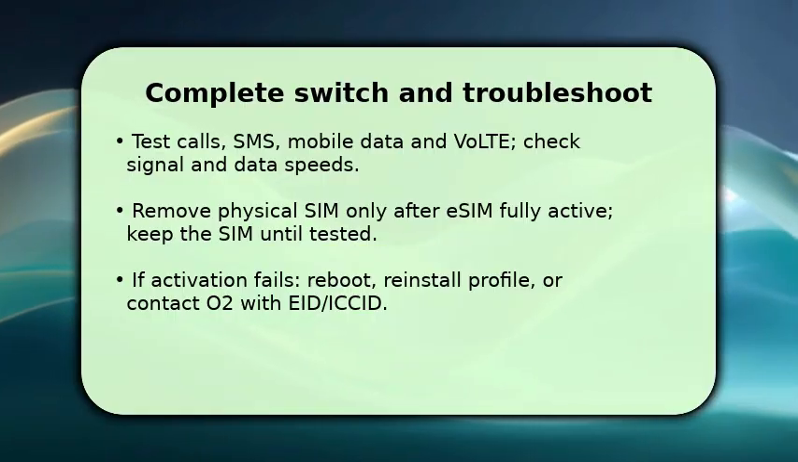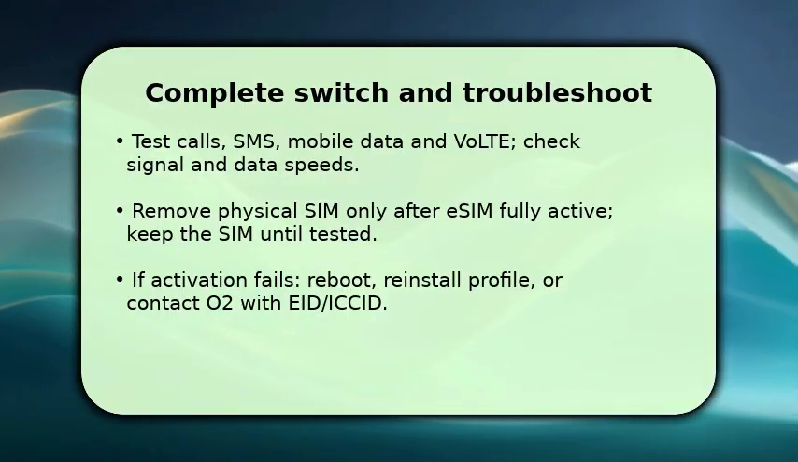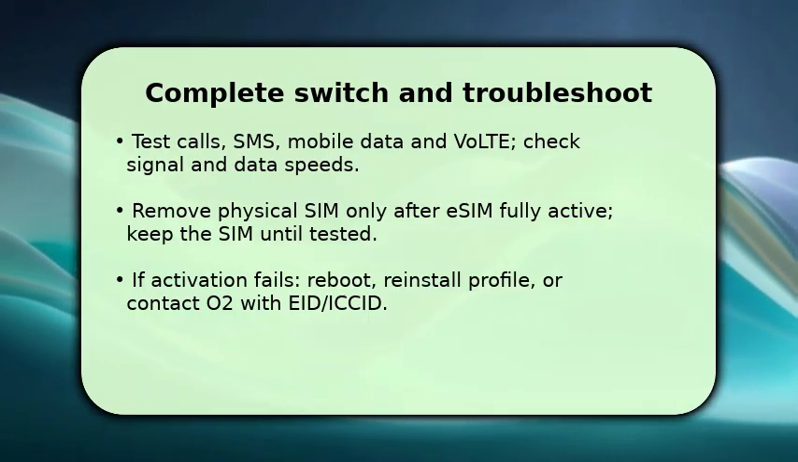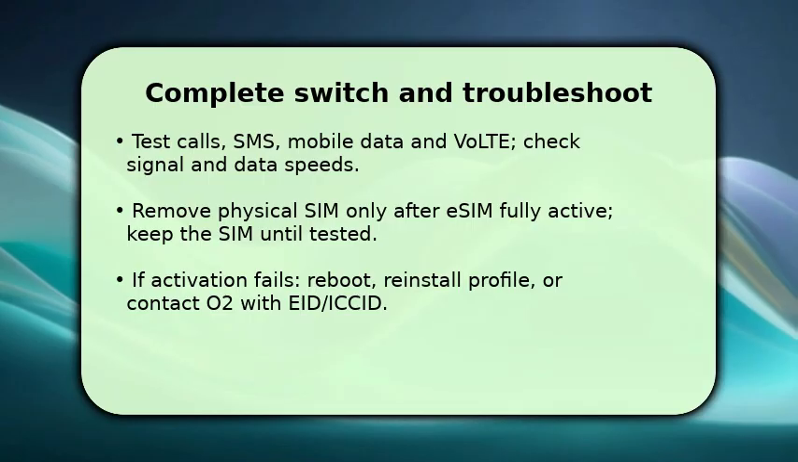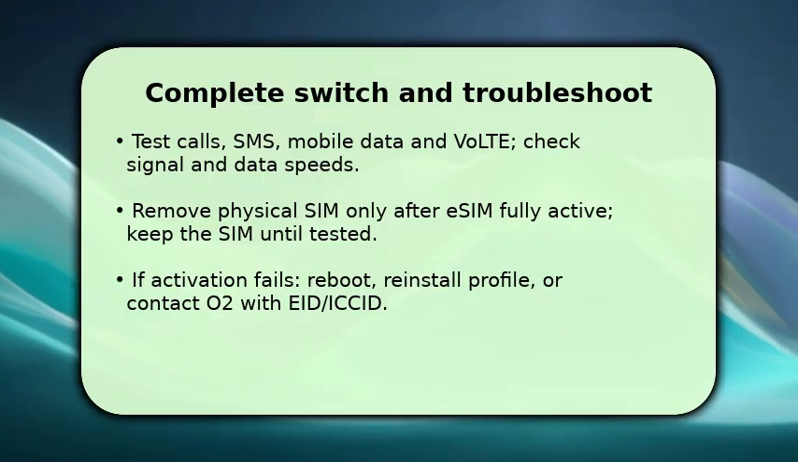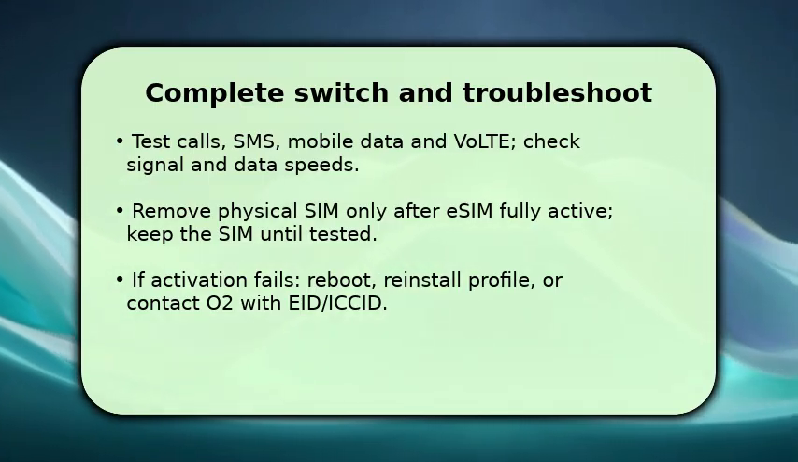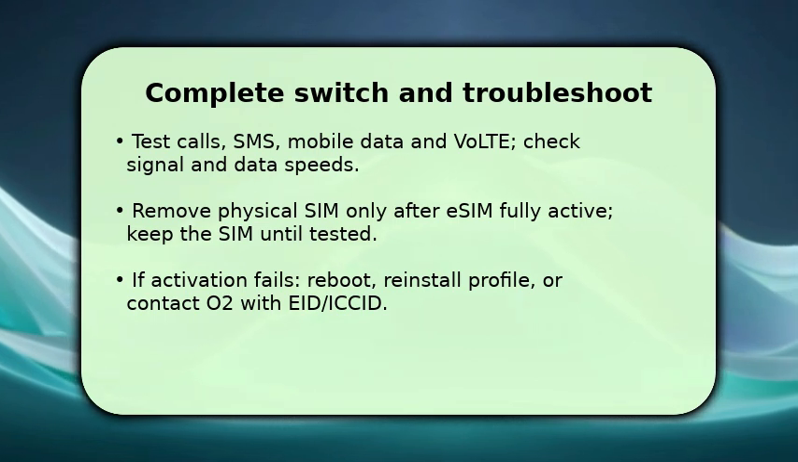If the line doesn't register, try toggling airplane mode, rebooting, or deleting and re-adding the eSIM profile. If problems persist, contact O2 support with your device ID and the SIM ICCID. They can reissue the QR or push the activation. This one troubleshooting step, reinstalling the profile.